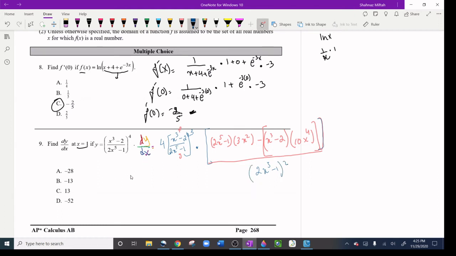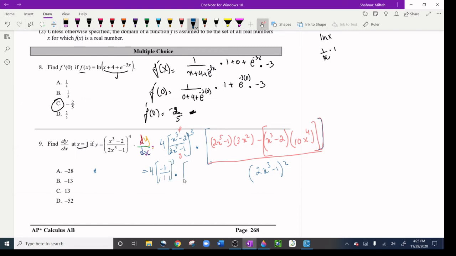Now we don't have to rearrange this because we have x equal 1. So all I'm going to do is plug in 1. I'm going to plug in 1 here, the 4 stays. And in x cubed minus 2, 1 cubed is 1 anyway, minus 2 is negative 1, over 2 times 1 is 2, minus 1 is 1 again, and everything is cubed.